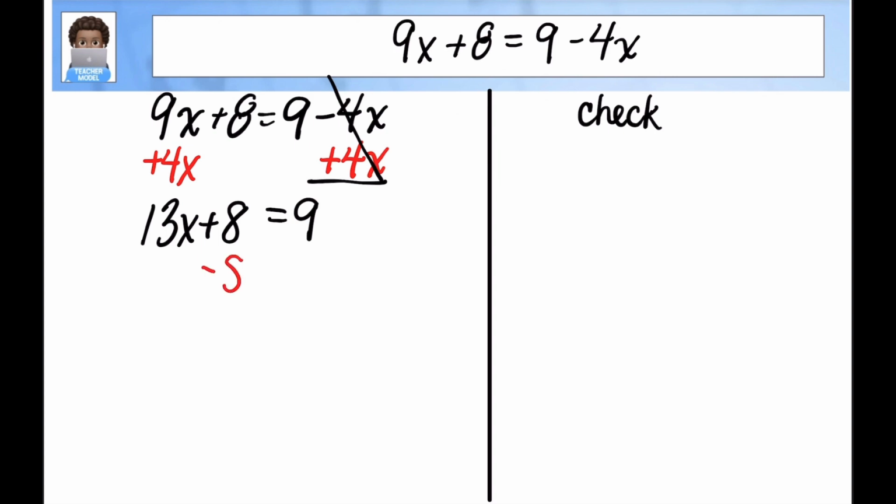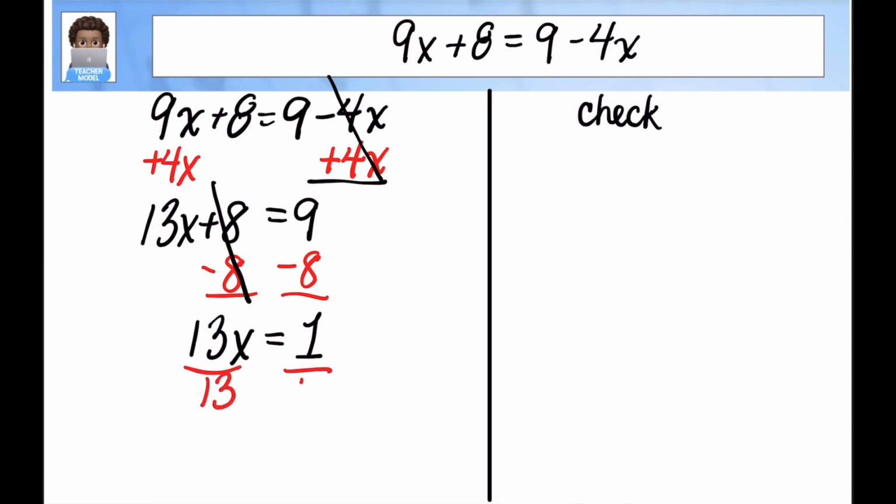We're going to add the opposite, because again, we're going to create that zero pair. And so now I have 13x is equal to 1. And for this one, 13x, it's just a regular whole number. So if it was a fraction, I would multiply by the reciprocal. Being that it's just a regular whole number, I'm just going to say divide by 13, and divide this side by 13. And that tells me x is equal to 1 over 13.